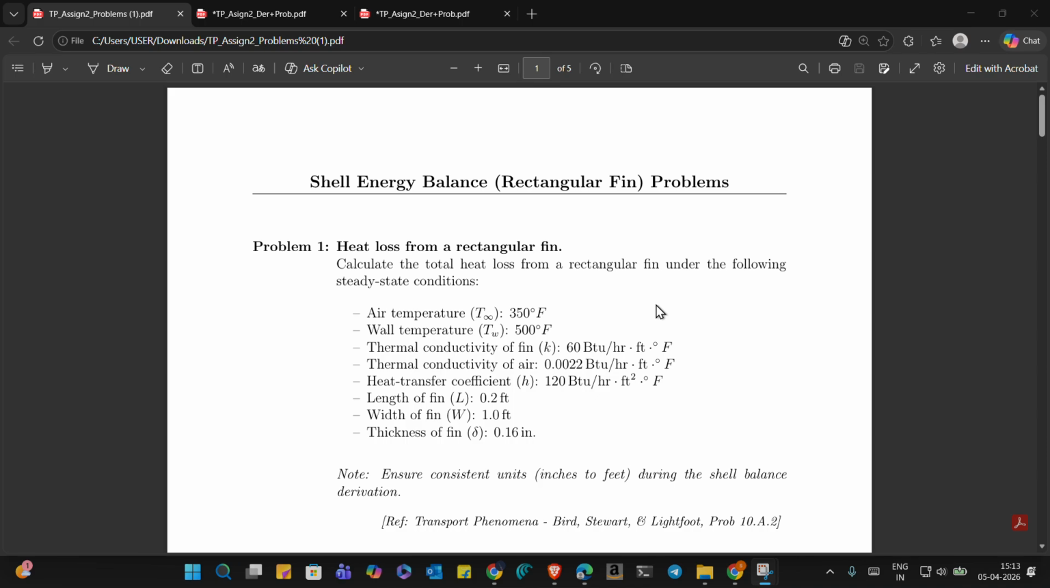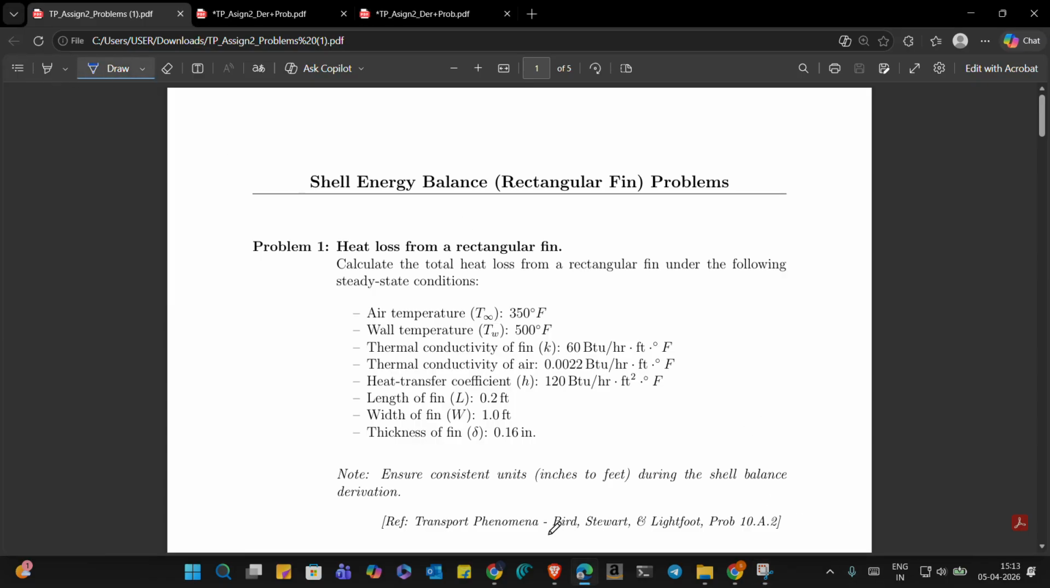Hello everyone. In this video, we are going to solve some problems on the basis of the derivations that we did in the previous video regarding the shear energy balance for a rectangular film. So first of all, you can see that this is the first problem that we have. It is about the heat loss on the rectangular film. This problem we have taken from the BSL book, problem 10.8.2. So you can refer there also.